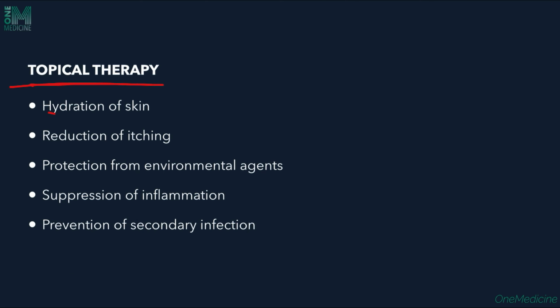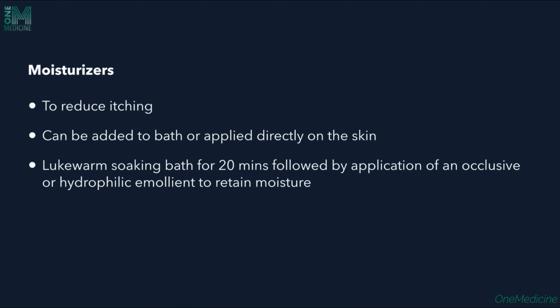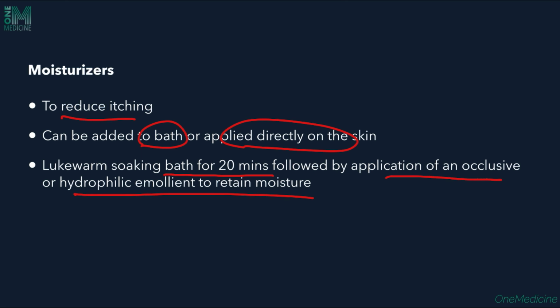In topical therapy, hydration of the skin is very important. So giving emollients and moisturizers to the patient is very important here. It causes reduction of itching and scratching, and it will also protect from environmental allergens. There will be suppression of inflammation and prevention of secondary infection by using these emollients. Moisturizers, again to reduce itching, can be added to the bath or applied immediately after the bath. A lukewarm bath for 20 minutes is followed by application of an occlusive or hydrophilic emollient to retain the moisture. That's how we advise the patients to use it. Immediately after a bath, ideally within 3 minutes, they have to apply the moisturizers.